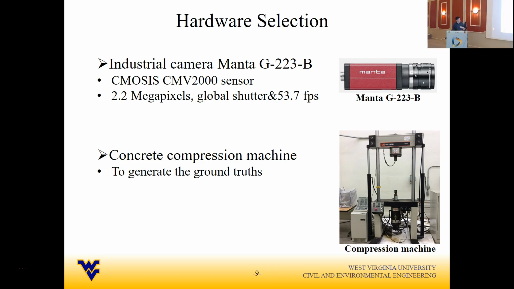We used the concrete compression machine that's in the concrete lab back at West Virginia University. The purpose of it is to generate the ground truth data. We do the displacement and then we measure it. We benchmark with some of the data collected by other devices, to see how accurate the video sensing based methods are.